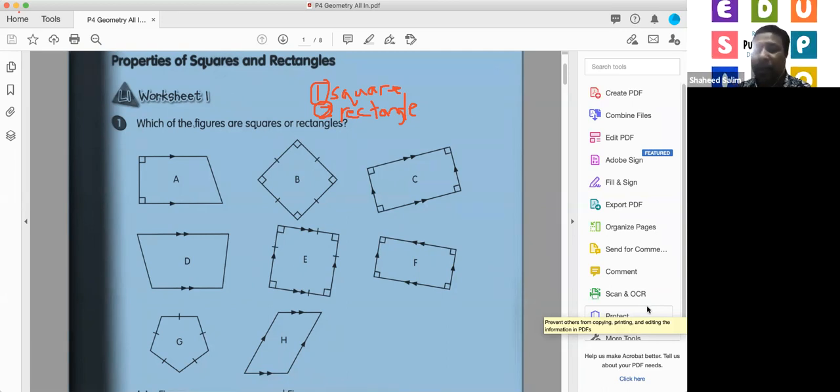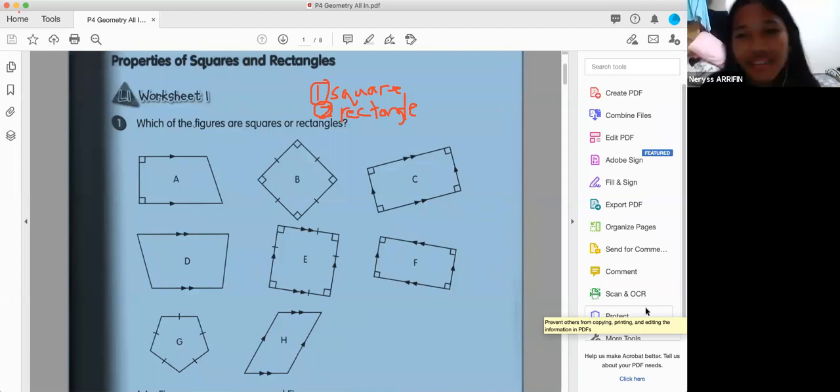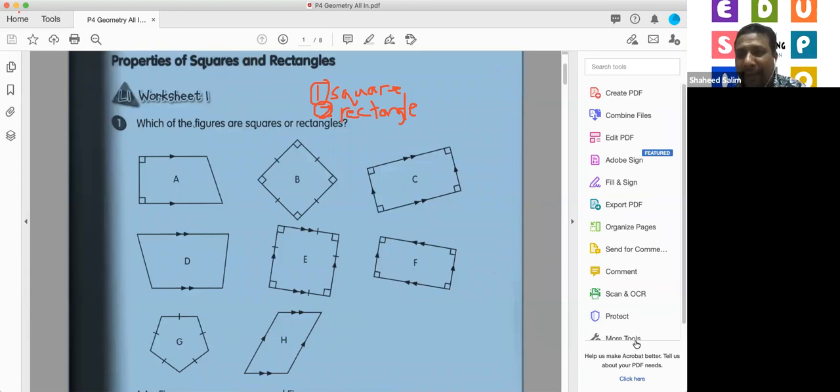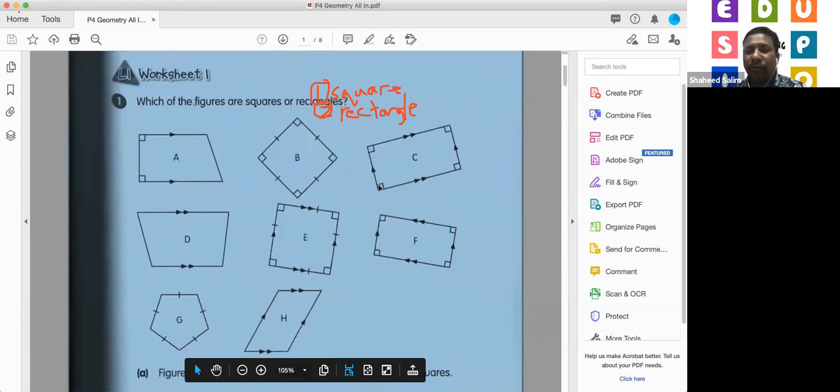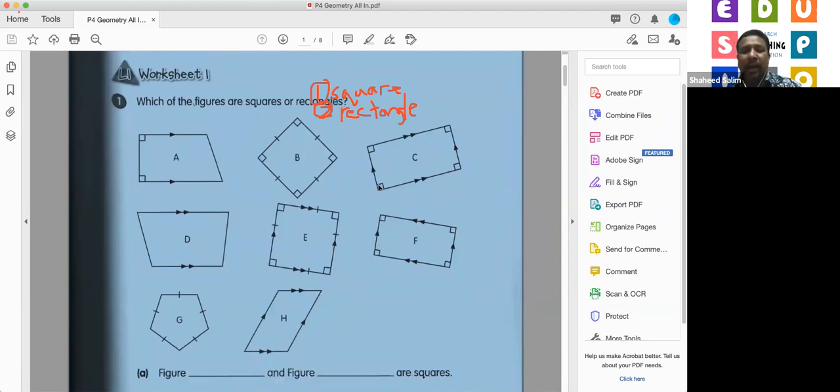Razik, I don't see anything except some monsters behind. How come you are asking? But anyway, Razik, you know what to do? Which ones are squares and which ones are rectangles? Come on, very quickly, very quickly.